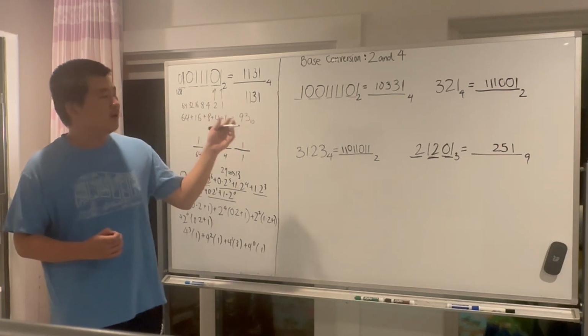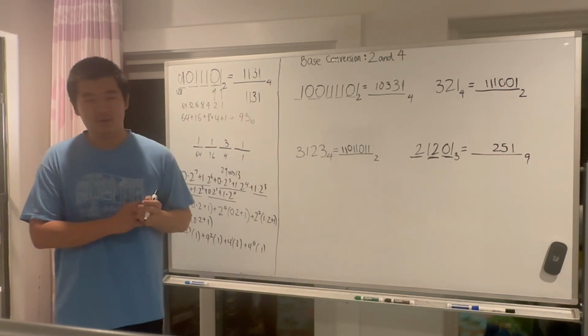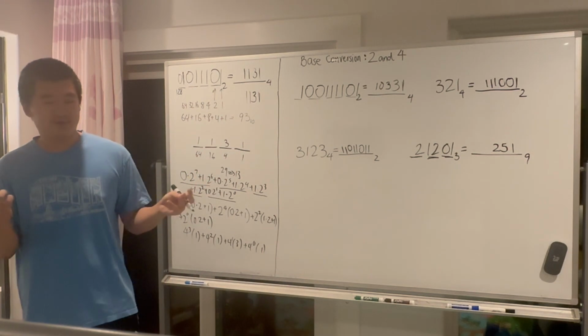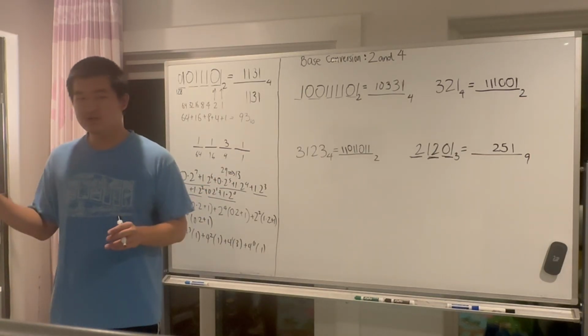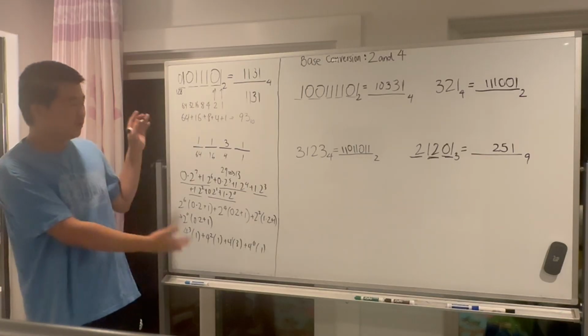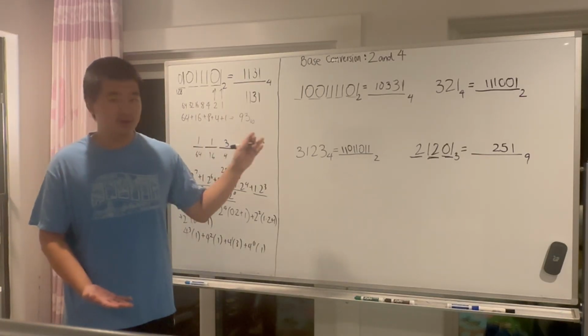So, despite me saying that this is a video about converting between base 2 and base 4, this is really a video about converting between any base and that base squared. It just depends on you understanding the proof, and then the strategy is really, really the same.